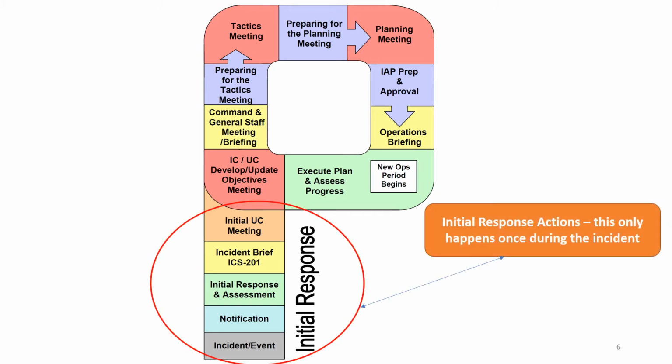The stem of the P represents the initiation, declaration of the incident. As we move forward with the presentation, I will go over the events that are affiliated with each block of the stem. These are initial response actions. This step in the planning process only happens once during the incident, at the beginning.